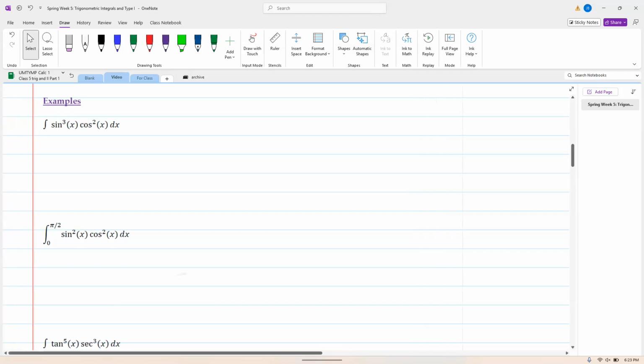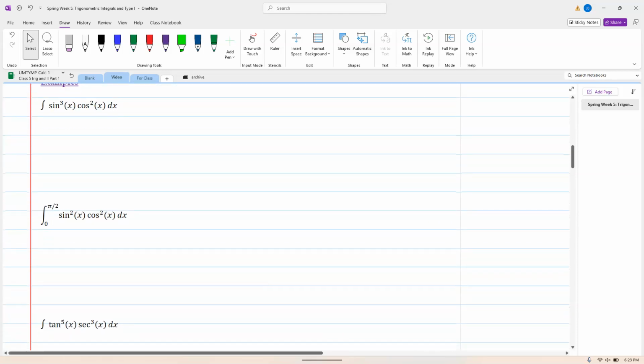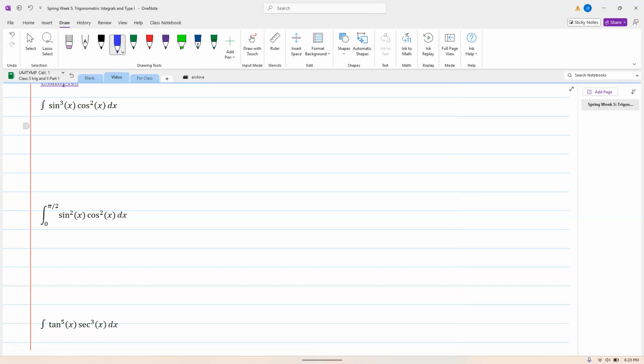All right, so first one, sine cubed x times cosine squared x. So we kind of talked about this just a moment ago. We'd break it into sine of x, and then sine squared of x, and then cosine squared x, all dx. Okay, convert the sine squared to the cosine because our u that we're going to end up using is cosine of x, which makes negative du equal to sine of x dx.